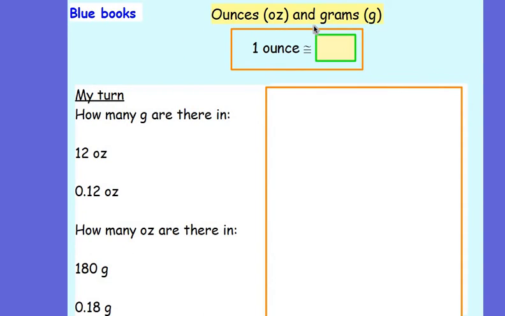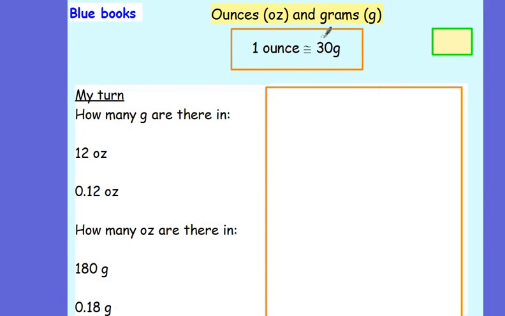Okay, we're going to look at ounces and grams next. So in your dark blue books, a subtitle or a new title, ounces and grams. And underneath in a box, can you write 1 ounce is approximately equal to 30 grams. And then pens down, eyes on me. I'll do some examples and then you're going to do some examples.